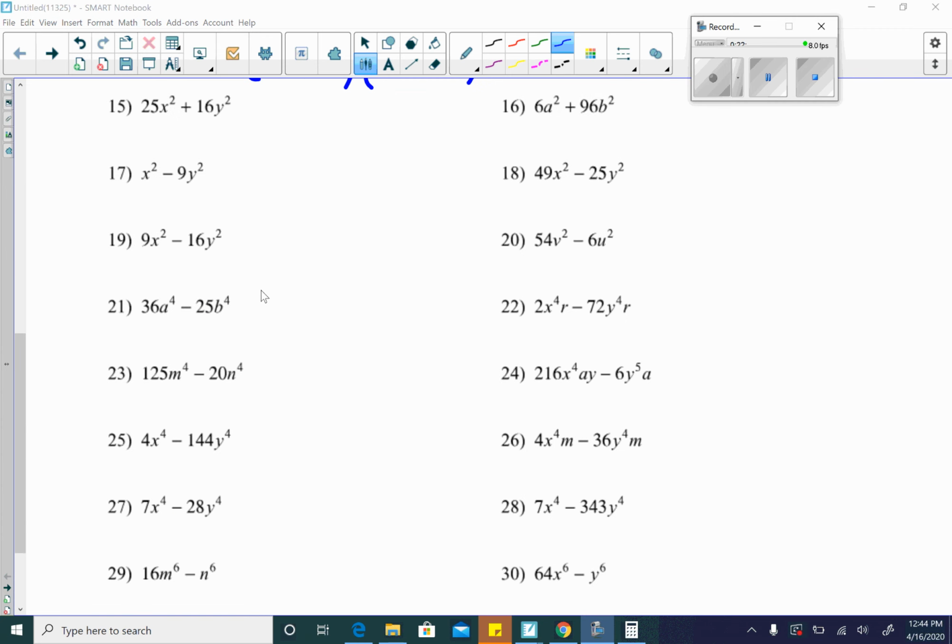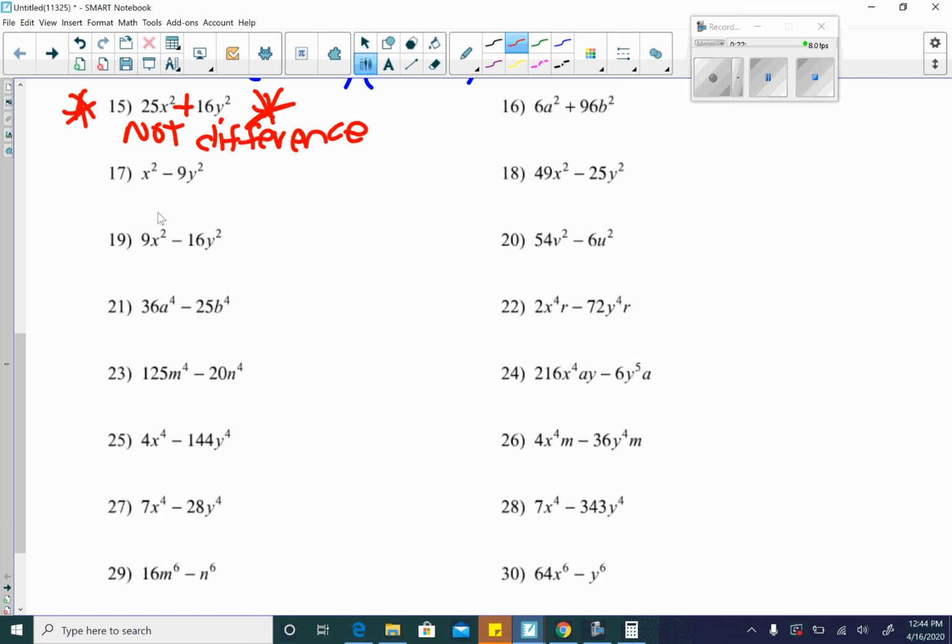All right, let's look at number 15. Oh no, red flag. What's wrong with this one? Pause for a second. What's wrong with it? The addition sign, guys. We're missing that subtraction. So this is a trick question. It's not a difference. So we cannot do the difference of squares.